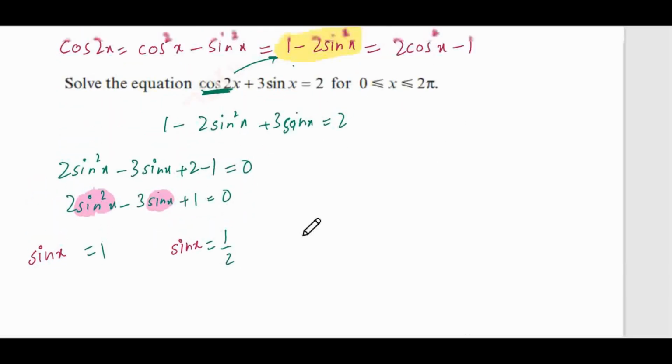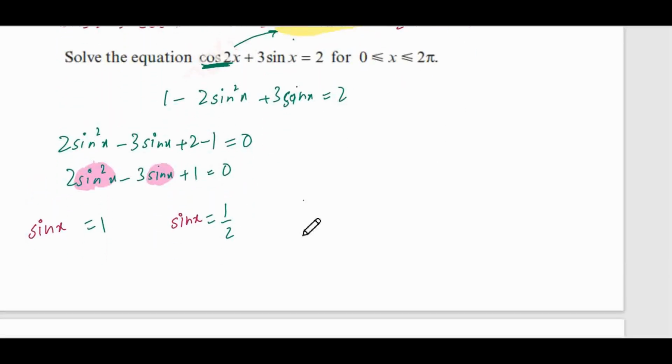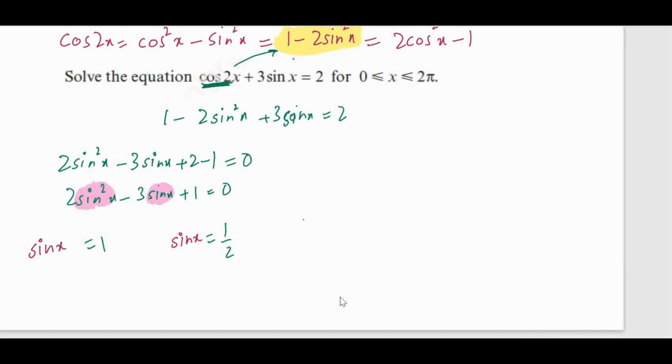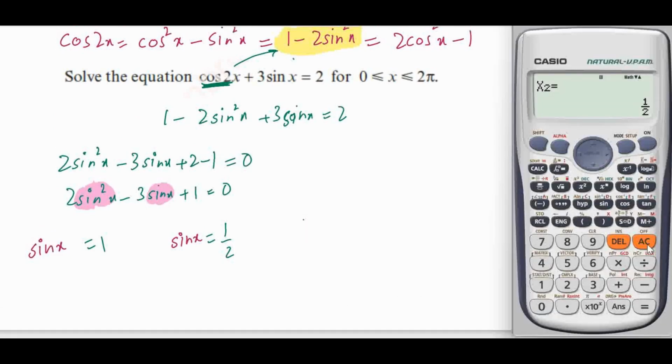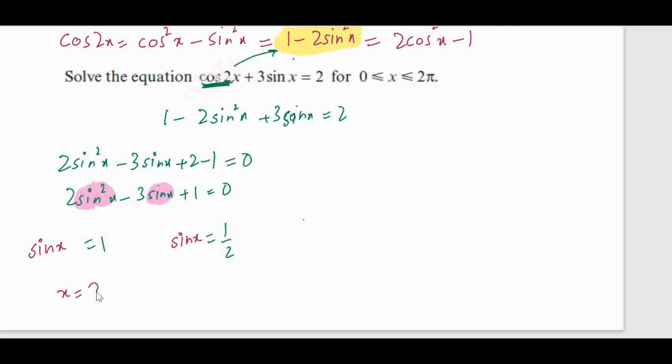Now for both the cases, sine x will be equal to sine inverse of 1. Sine inverse of 1 is equal to 90 degrees. Now here x will be equal to 90 degrees.